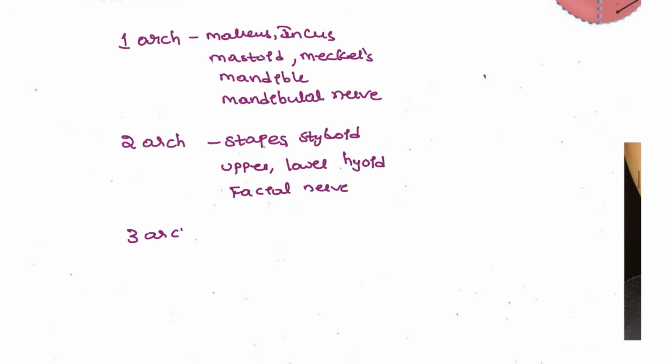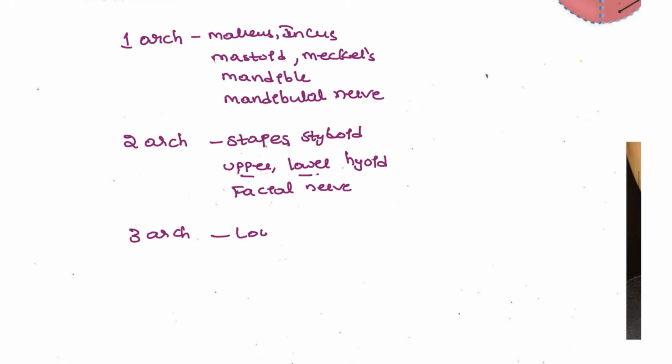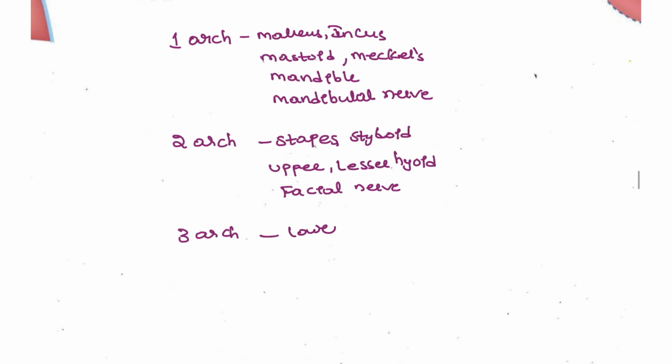Next, third arch. So upper and lower is present here. This is not the upper only. This is the lesser, guys. Lesser cornu, lesser hyoid bone. So upper opposite, this is the lower. Lesser opposite, it is the greater. Greater hyoid structures will be present here. And the nerve that is coming here is the glossopharyngeal nerve.